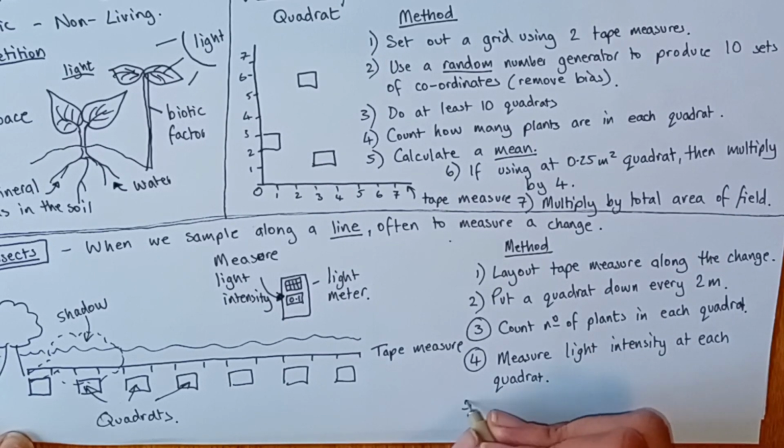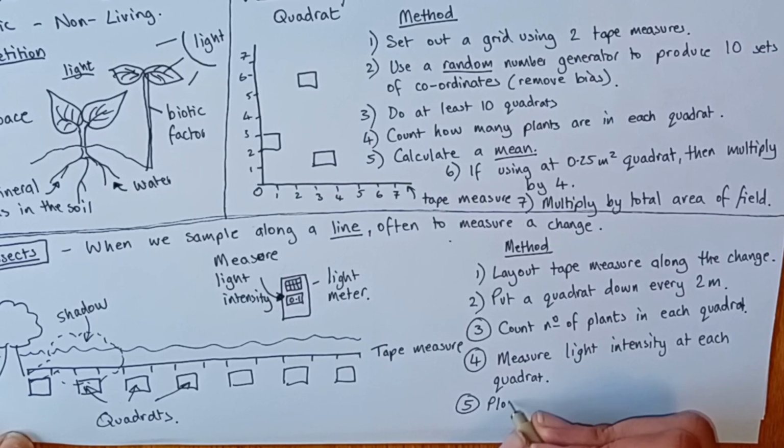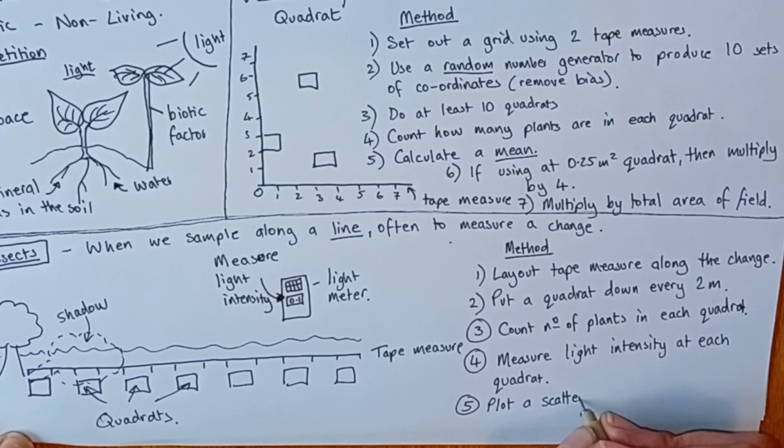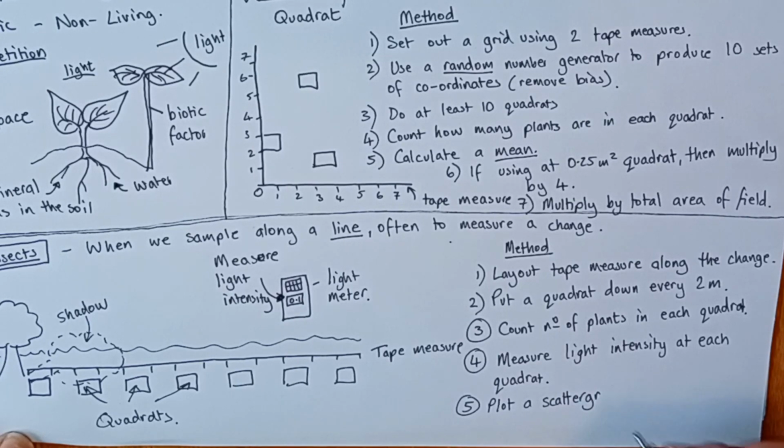And then lastly, to see if there is a relationship, I'd plot a scatter graph to see if there's a correlation between light intensity and number of daisies, for example.